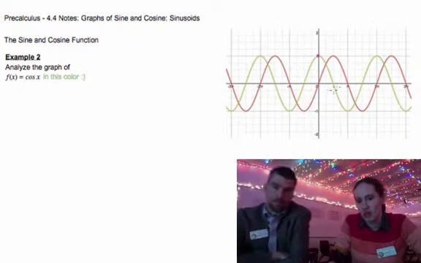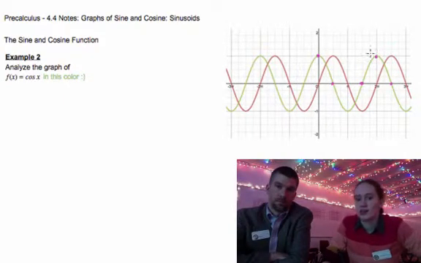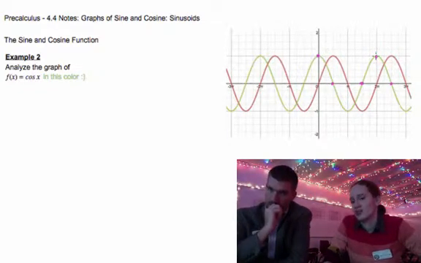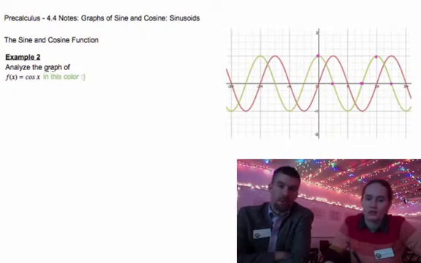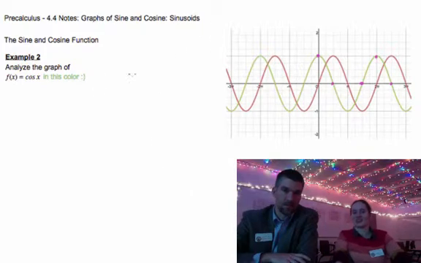Instead of being 0 at 0, pi, and 2 pi, we end up being 0 at pi over 2, 3 pi over 2, and so on. By the time we get to 2 pi, we need to be back up here, because this is a periodic function where every 2 pi the same thing should be happening. If we start at the top, then 2 pi later we should be back at the top, right back where we started. Okay, so we want to analyze this.